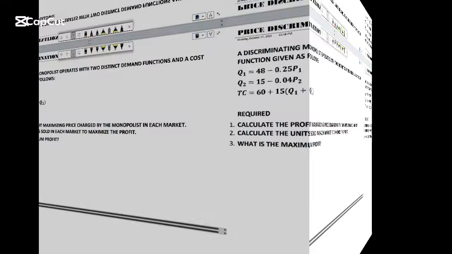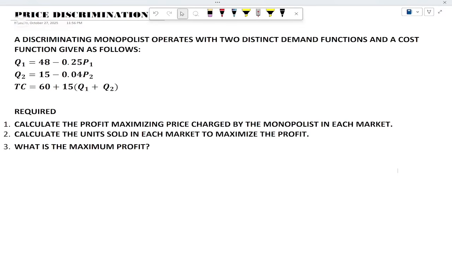Hello, you're welcome. We're going to be solving the numerical example of price discrimination. So let's say you have a monopolist who operates with two demand functions, that is, charges two prices in two different markets, but with the same cost function.